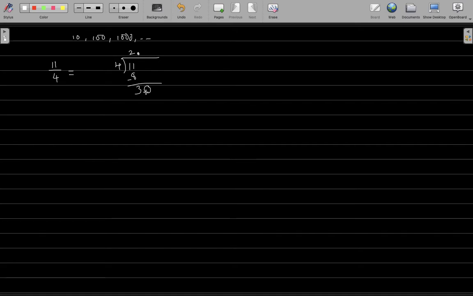Now this has become 30 and 4 times 7 gives you 28. Let us continue with our division as usual. 4 times 7 is 28. 30 minus 28 is 2. Now again you are left with 2, but you already kept one decimal point here, so you can introduce a 0 along with the remainder that you get. And 4 times 5 gives you 20. Now this time you get 0 remainder. That means 11 by 4 is now converted to the decimal number 2.75.